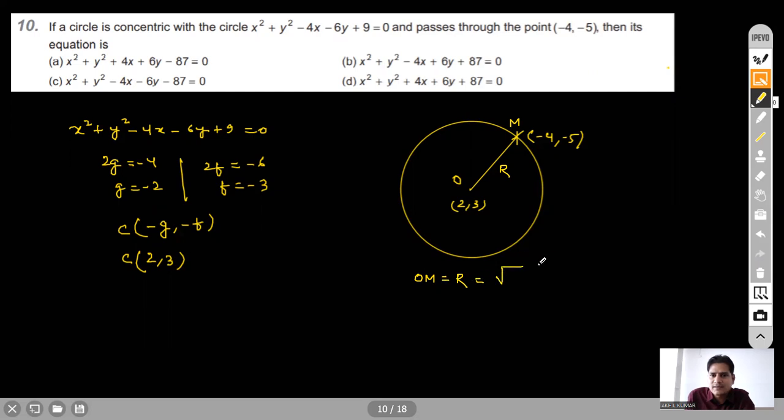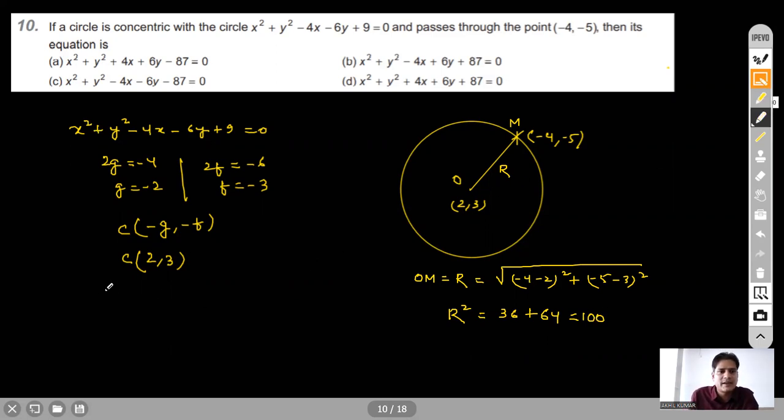And what will that be? It will be equal to minus 4 minus 2 whole square plus minus 5 minus 3 whole square. Or we can say R square, because finally we need R square only. So minus 4 minus 2 is 6, whole square, that will be 36, plus minus 5 minus 3 is 8, whole square, that will be 64. So R square will be 100. And the center is 2, 3, so we can find the equation of the circle. How? X minus 2 whole square plus Y minus 3 whole square is equal to R square.